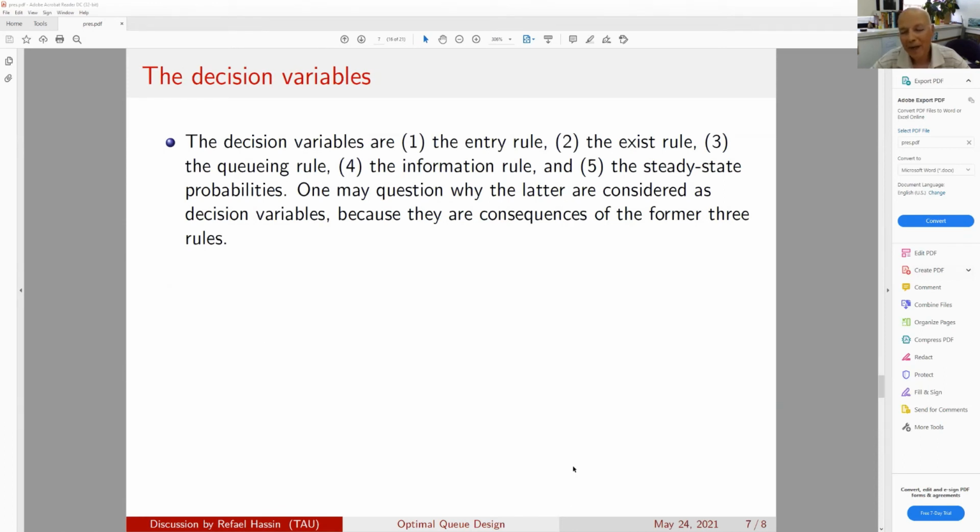Now, an important point that, if I'm correct, the authors missed, and they should discuss it. The decision variables are the entry rule, the exit rule, the queuing rule, the information rule, and they also use the steady state probabilities, those PI values, as decision variables. And one may wonder why is this good? Because, as was mentioned, the steady state probabilities result from all the other rules. So they are sort of a result and not independent variables that I can directly choose, and they were mainly used for the purpose of providing the proof, but I think it's not just this.